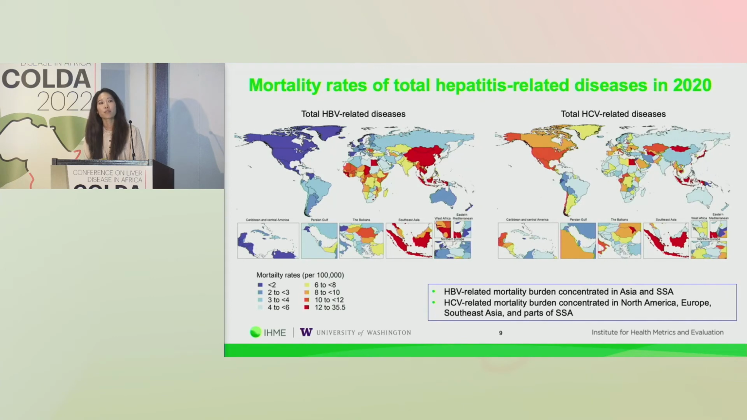For mortality rates of total hepatitis-related diseases in 2020, again, which is the sum of liver cancer, cirrhosis, and acute infection of hepatitis, a lot of the mortality burden for hepatitis B is concentrated in Asia and Sub-Saharan Africa, again illustrated in the color. And then the hepatitis C-related mortality burden is concentrated in North America, Europe, Southeast Asia, and parts of Sub-Saharan Africa.